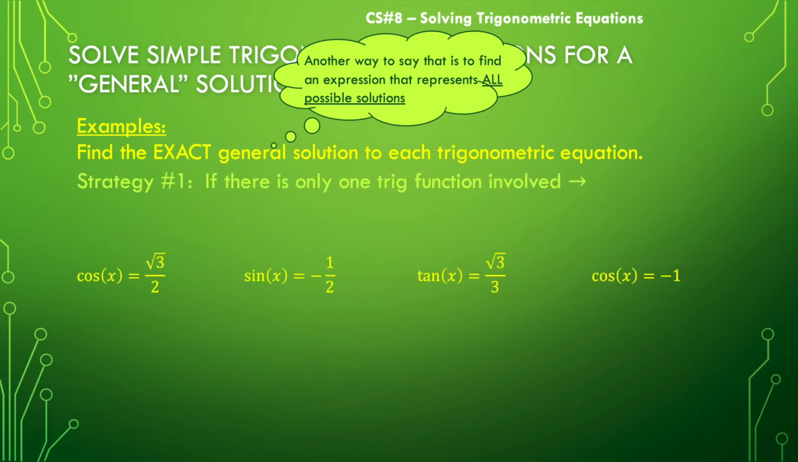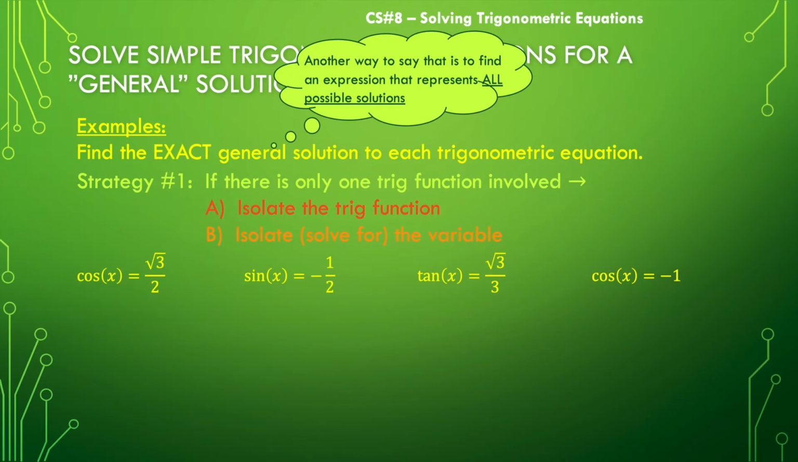All right, so here are 4 examples, and if there's only one trig function involved, then there's really just 2 steps. The first step is to isolate the trig function, and the second step is then to solve for the variable. You notice that in these examples, the trig function is already isolated, so we don't have to really worry about this step. We will look at some examples in a moment where we've got to isolate the trig function.